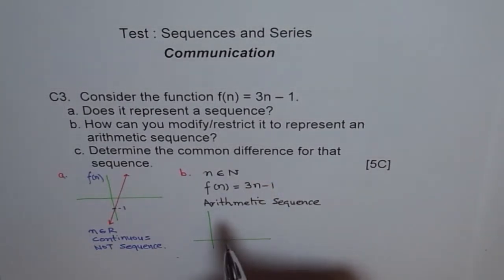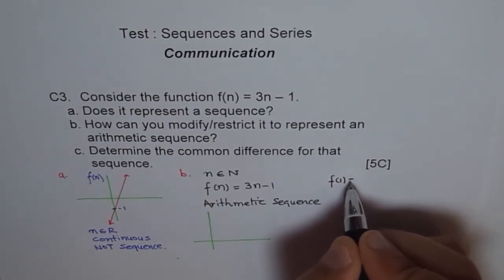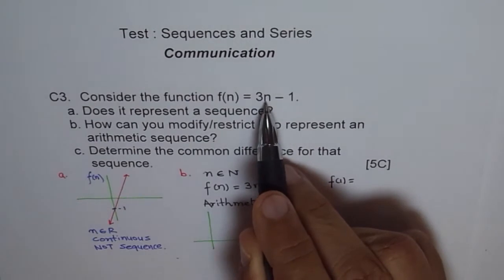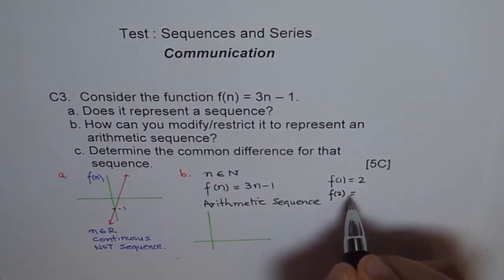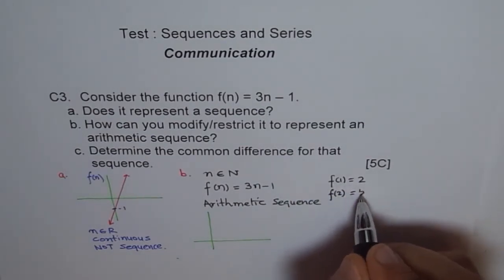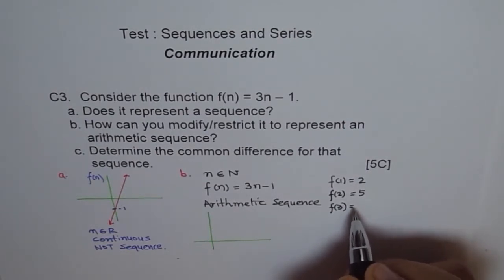If n is 1, we'll have to start with the value n as 1, so the first term will be f of 1. Let me write those values here for you. We have f of 1 equals 3 times 1 is 3, 3 minus 1, which is 2. F of 2 equals 6 minus 1, 5. F of 3, 3 times 3 is 9, 9 minus 1, 8. So 2, 5, 8 and so on. That is our arithmetic sequence.